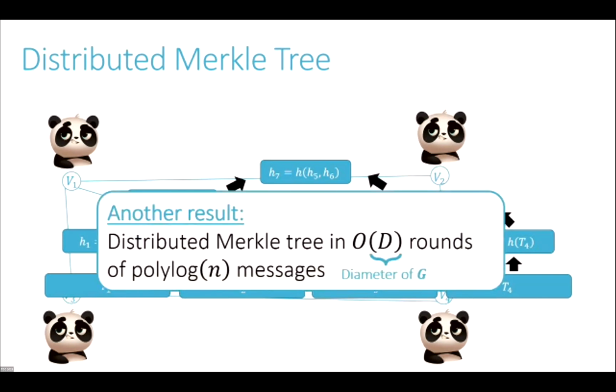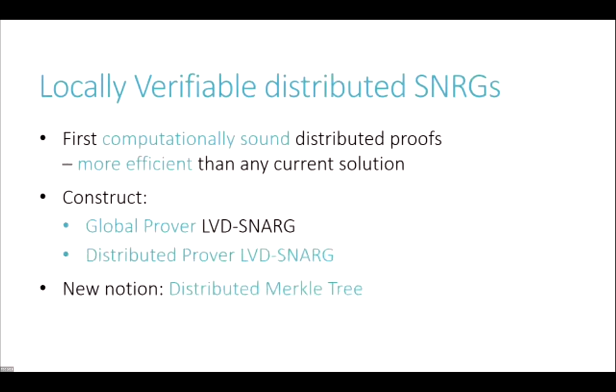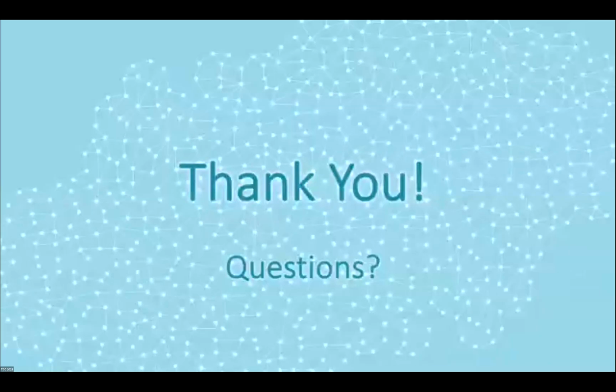Our secondary result in this work is that we managed to do that in only O(D) rounds, where D is the diameter of the network. And in each round, we only use polylogarithmic messages. This actually solves our one hash, many consistency checks problem. So to sum up, we define and construct locally verifiable distributed SNARKs. These are computationally sound proof systems for distributed computations, which give more efficient results than what we currently have. We construct both a global prover LVD SNARK and a distributed one, and we use a new notion that we define of distributed Merkle trees. Thank you.